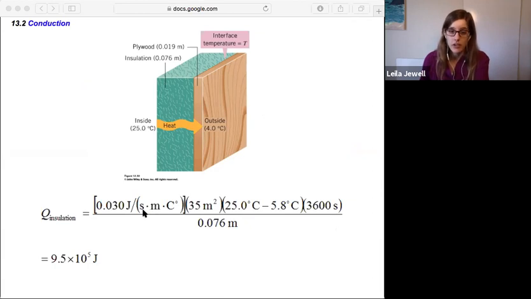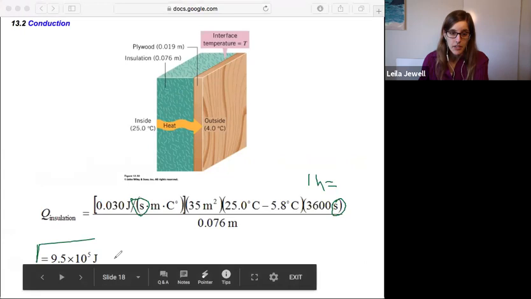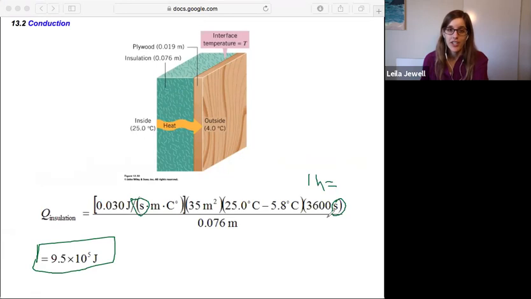And notice, in order to cancel with the k value, which has units of seconds, we need our time to be in seconds as well. So we can't just plug in 1 hour because the units won't cancel properly. We have to remember, okay, in 1 hour, there's 3,600 seconds. So I'm going to write 1 hour as 3,600 seconds. And then divided by the length or the thickness of the insulation. And that gives us the total heat that is passed through. That is 9.5 times 10 to the 5th joules, because it is once again energy.